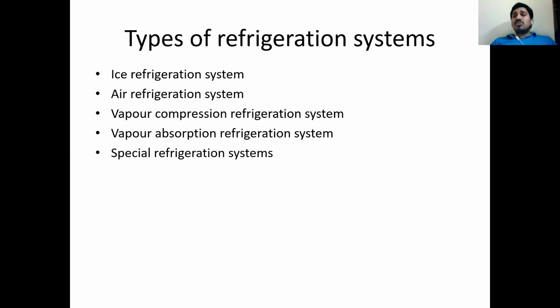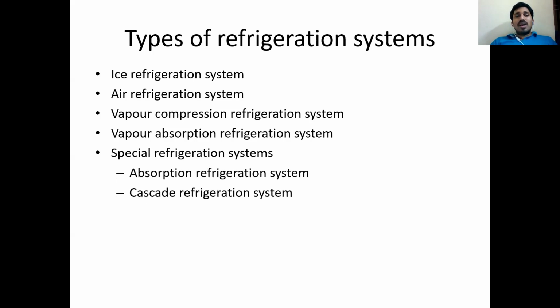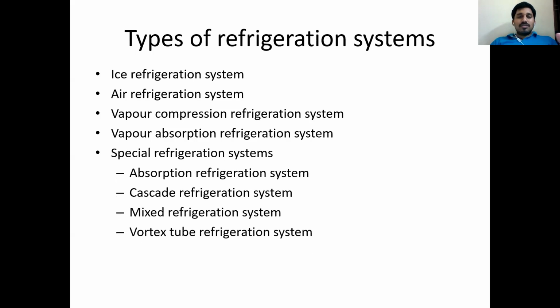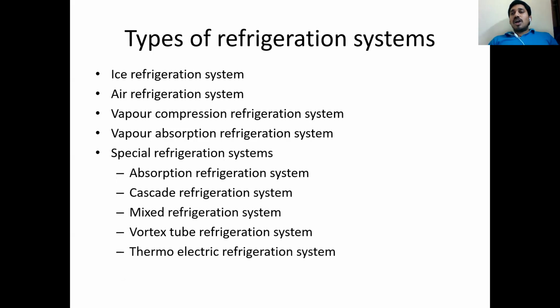Next, there are some special refrigeration systems: the absorption refrigeration system, cascade refrigeration system, mixed refrigeration system, vortex tube refrigeration system, thermoelectric refrigeration system, and the last one, the steam jet refrigeration system. These special systems are available in the subject, and they will be discussed later in different units, from unit one up to the third unit.